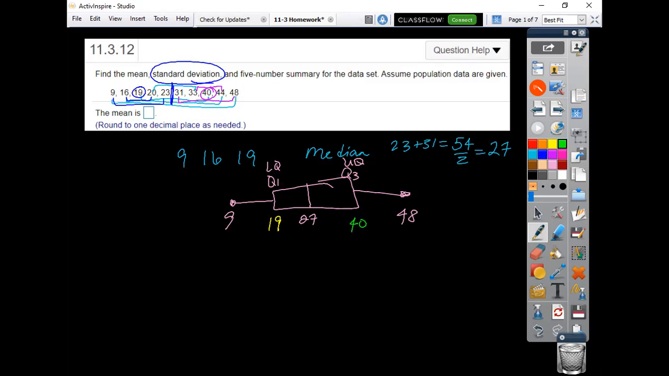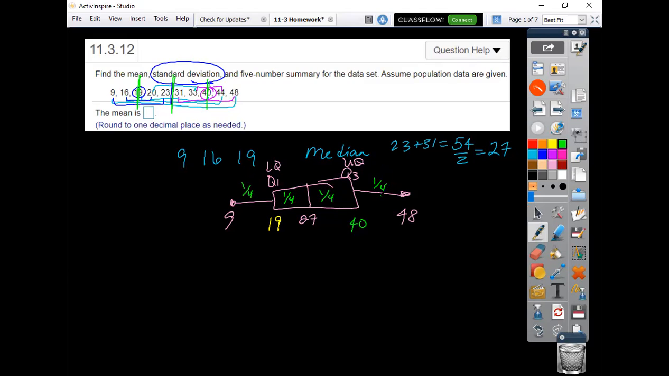Remember when you did that, basically the median split the data in half, and then these lower and upper quartiles split each of those halves in half. So you got a fourth of your data here, a fourth of your data in here, a fourth in here, and a fourth up there. That's why the word quartile. Let's see. What else was it? Oh, the mean.